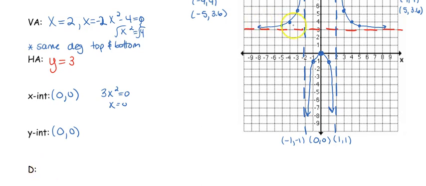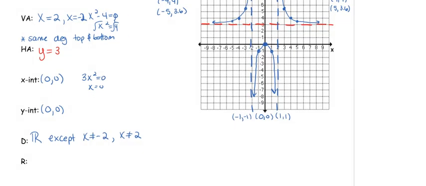Our domain, as we go left and right, we do have a couple restrictions. We're never going to have an x value at negative 2 because of that vertical asymptote. We're never going to have an x value at positive 2 because of that vertical asymptote. So we've got all real numbers except x cannot be equal to negative 2 and x cannot be equal to positive 2.